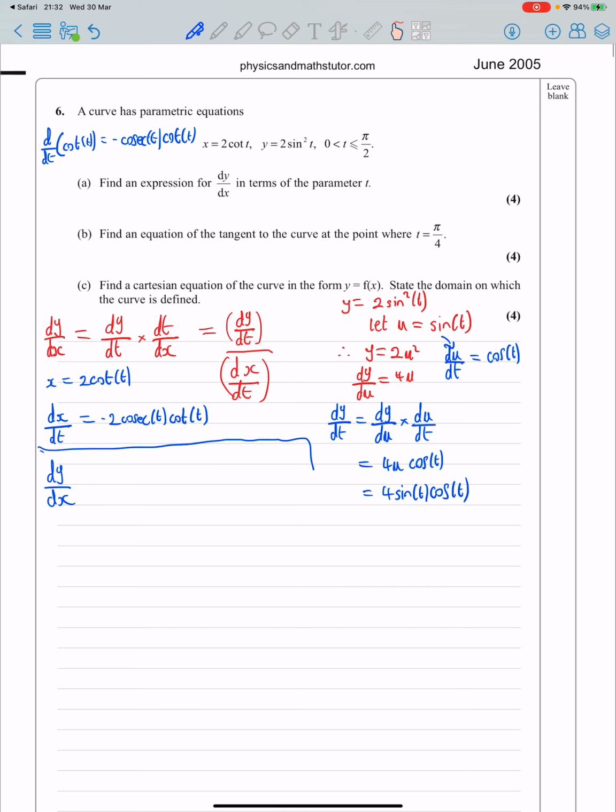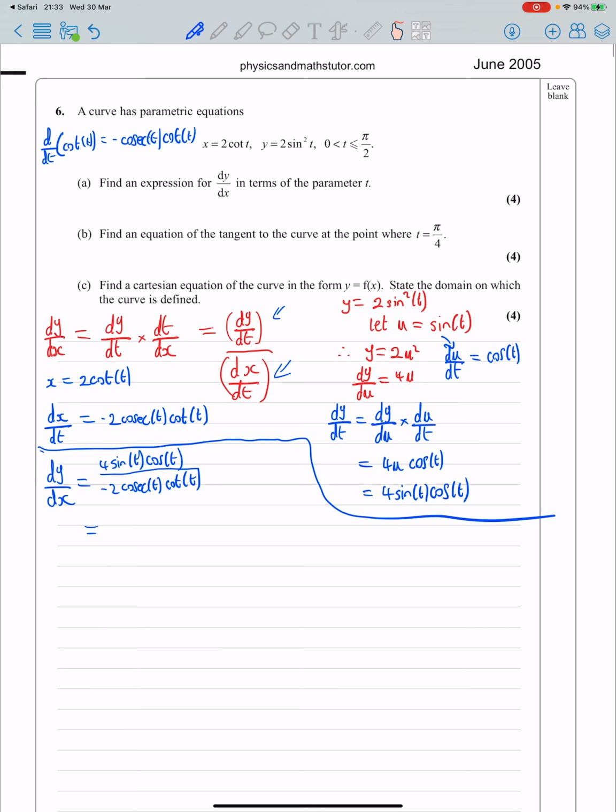Then that means that dy/dx in general is going to be equal to our dy/dt divided by dx/dt. So dy/dt was equal to 4 sine t cos t, and then our dx/dt was equal to minus 2 cosec t cot t. So this is an expression, this is good enough, but I'm just going to simplify it a little bit more because we are going to use this for more parts of the question.